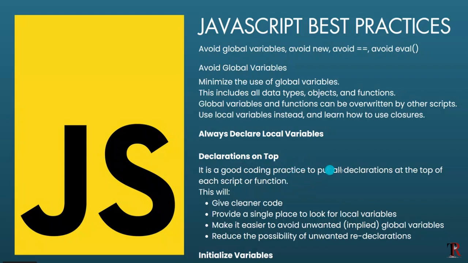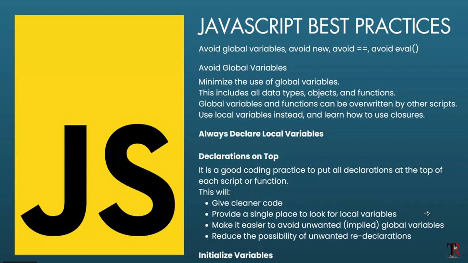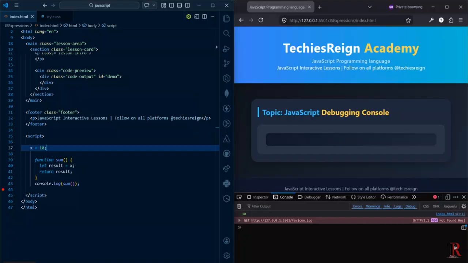So let's move on and look at declarations on top for JavaScript. It's a good coding practice to put all declarations at the top of each script or function. This will give cleaner code, provide a single place to look for local variables, make it easier to avoid unwanted implied global variables, and reduce the possibility of unwanted redeclaration. So let's look at an example of how declaration at the top looks like in JavaScript.